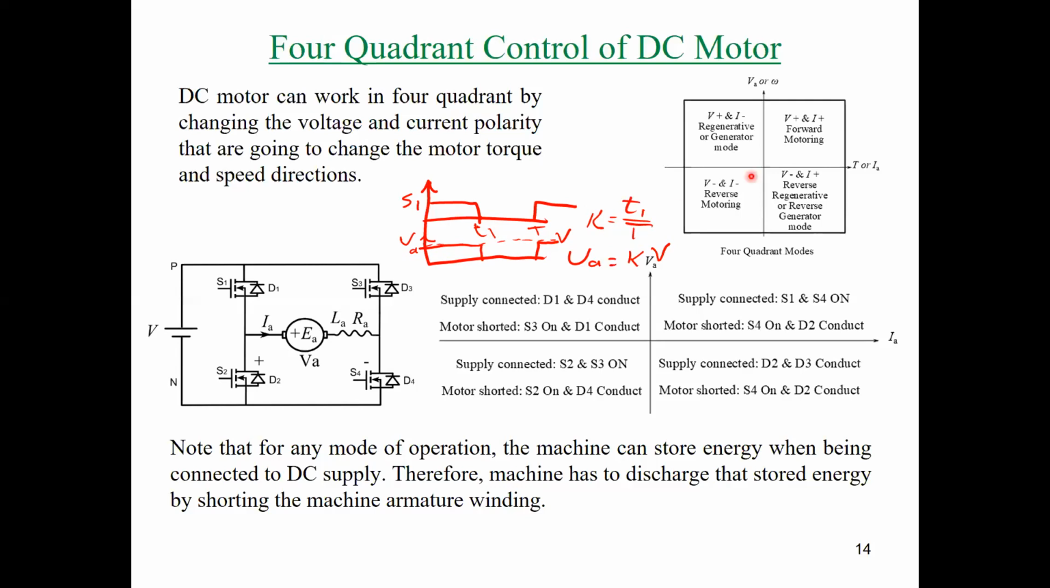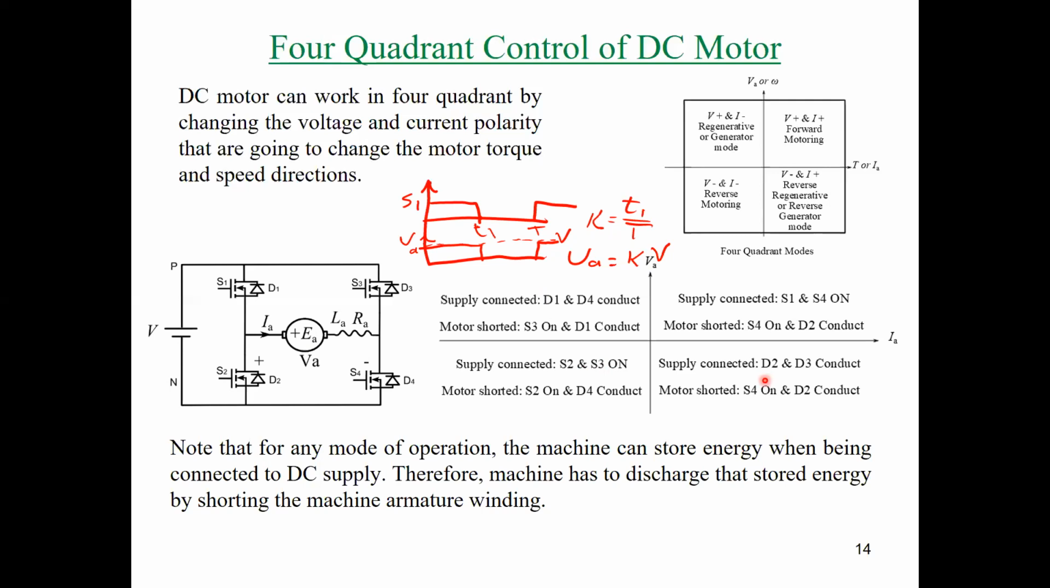Simply, we can do the same in reverse mode. In reverse mode, we need to apply switching pulses for S2 and S3. And as you can see here, S2 with diode D4. So this means S2 in this mode will be on all of the time, and S3 will be controlled on and off in order to control the machine speed. The same can also be done for the generator or reverse generator.